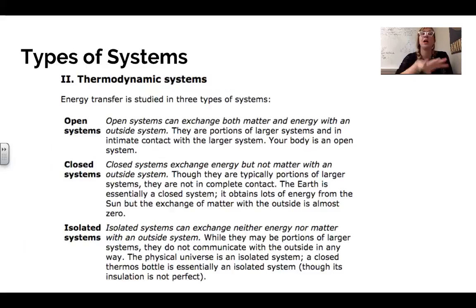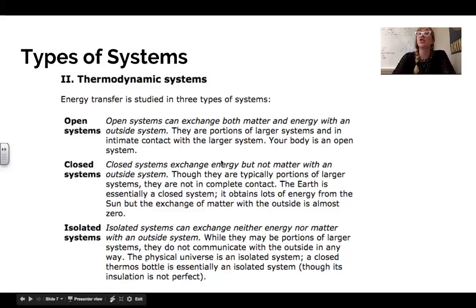Open systems can exchange both matter and energy with an outside system. They're portions of larger systems, and they're in intimate contact with the larger system. Your body is an open system, right? You're constantly interacting with the world. You're getting energy from food, you're releasing energy, you're releasing waste, right? Right now you're releasing heat energy through your skin, right? So we're constantly interacting with a larger system, which is essentially the world.